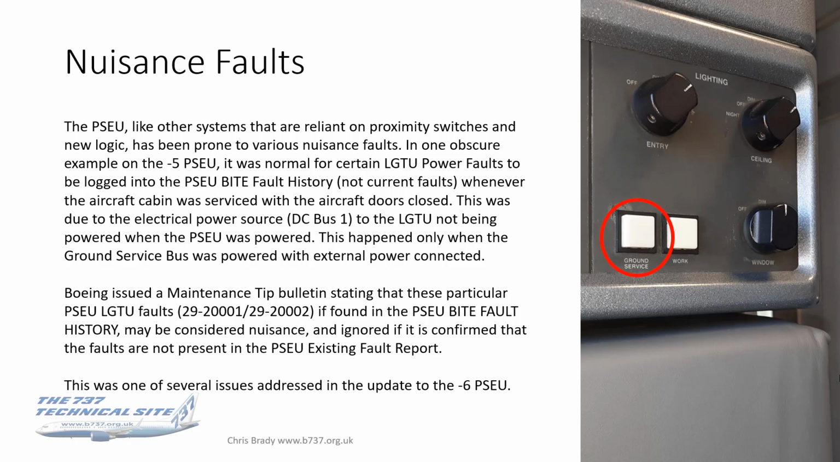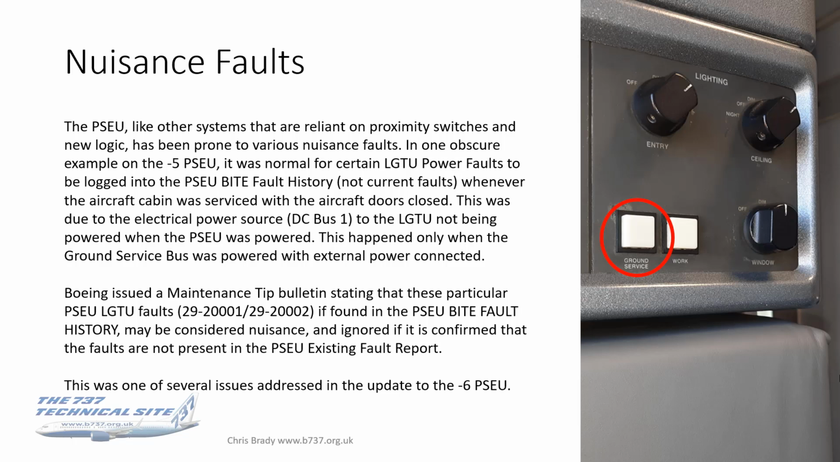Nuisance faults. So the PSEU, like all other systems that are reliant on proximity switches and logic, has been prone to various nuisance faults. One obscure example I read about was on the Dash 5 PSEU, where it was normal for certain LGTU power faults to be logged in the fault history. So they weren't current faults; these were transient faults or faults which had occurred for a while and then would miraculously clear themselves, and nobody could ever catch the aircraft with one of these faults current.